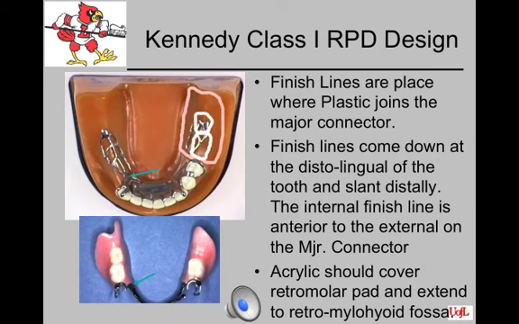The finish lines are placed where the plastic joins the major connector. The mandibular finish line comes down the distal lingual line angle of the tooth and slants distally, forming an acute angle. The internal finish line is actually anterior to the external finish line on the undersurface of the major connector. The acrylic joins this finish line and it extends to cover the retromolar pad and extends into the retromylohyoid fossa.